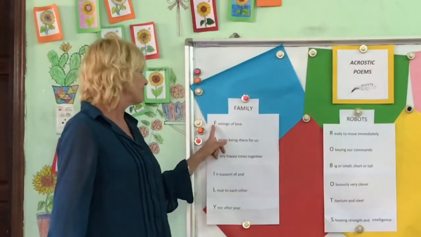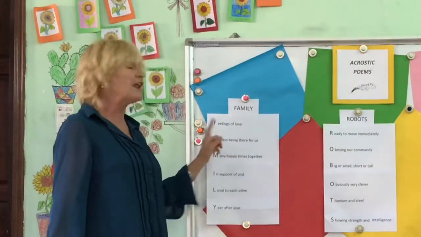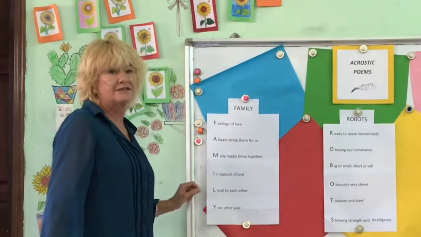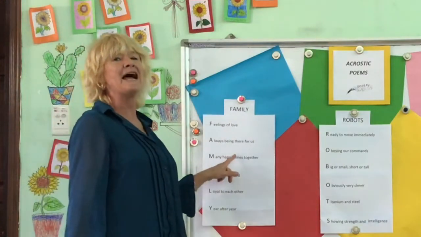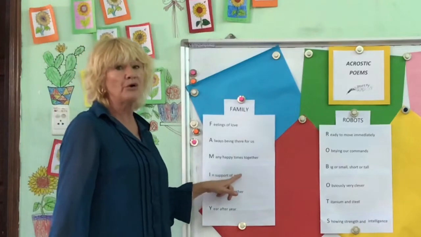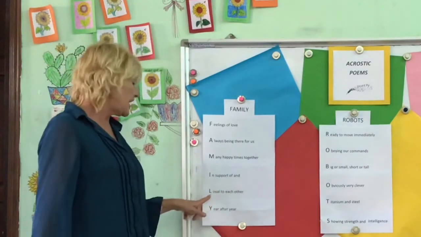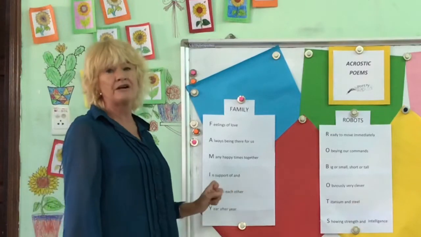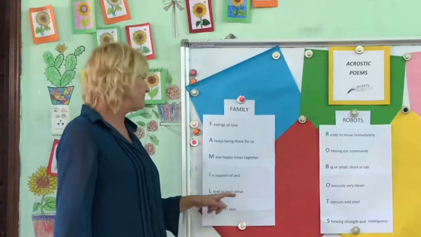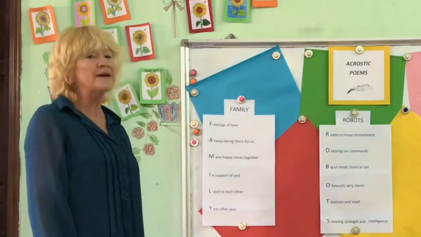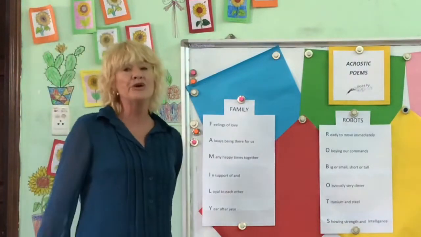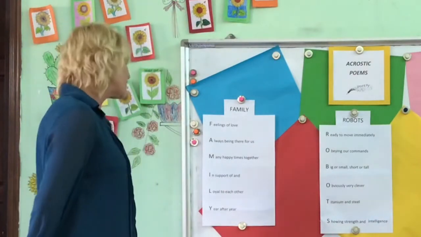Family. F, feelings of love. A, always being there for us. M, many happy times together. I, in support of, and L, loyal to each other. Y, year after year. Feelings of love, always being there for us, many happy times together, in support of and loyal to each other, year after year.